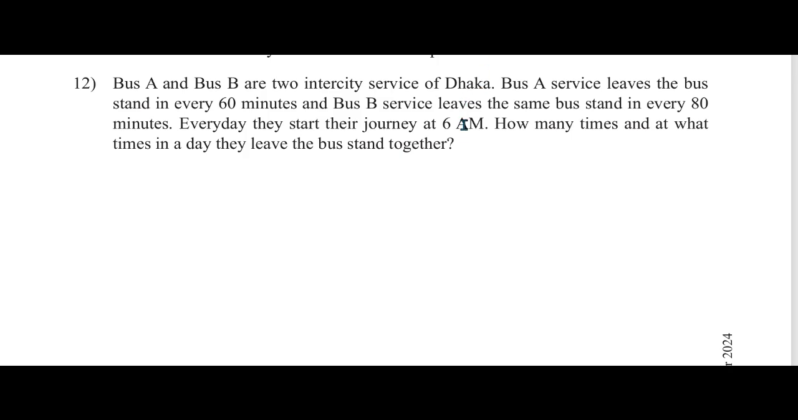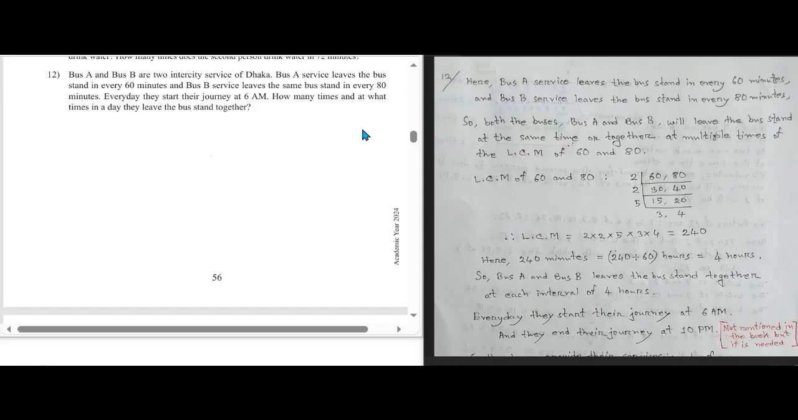And with this we can start solving the problem, as the result will be at multiples of the LCM of 60 and 80. So we can start like that. Here Bus A leaves the bus stand every 60 minutes and Bus B leaves the bus stand every 80 minutes. So both buses, Bus A and Bus B, will leave the bus stand at the same time, or together, at multiples of the LCM of 60 and 80.